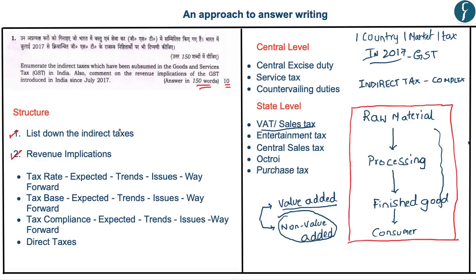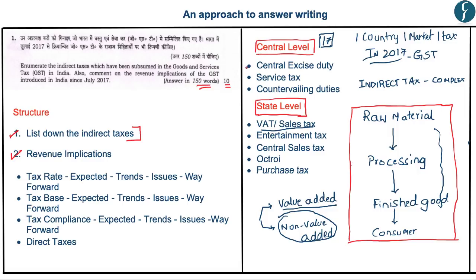Now, coming back to the first part of the answer, which requires you to list down the indirect taxes, you can start listing down these indirect taxes under two categories, one at the center level, another at the state level. Now, in all, there are said to be about 17 indirect taxes that have been subsumed under GST.